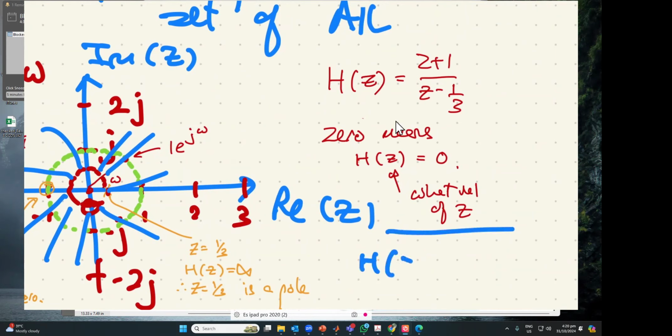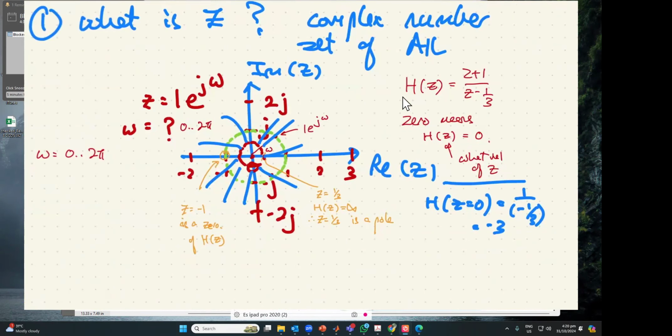H of z at z equals 0. Then you say, isn't it nothing but 1 over minus 1/3? And then you realize, hey, it equals minus 3. You realize that minus 3, even though you can compute this value, is totally wrong. Nothing to do with H of z at all, because this closed form solution is only valid outside this circle of 1/3. Okay, that's what it means.